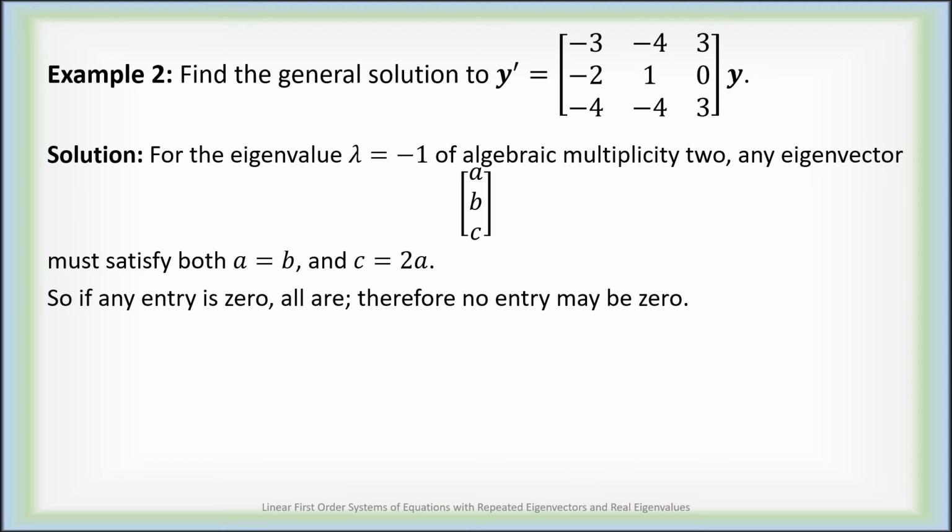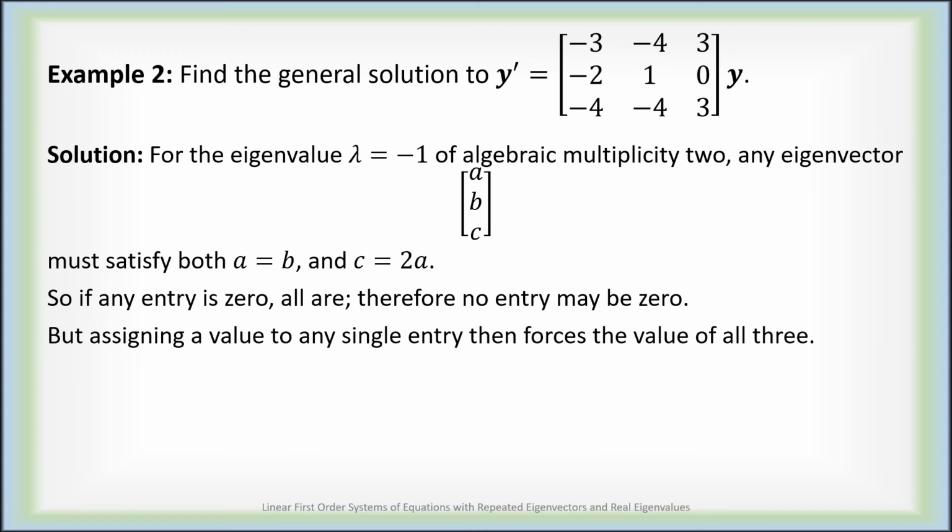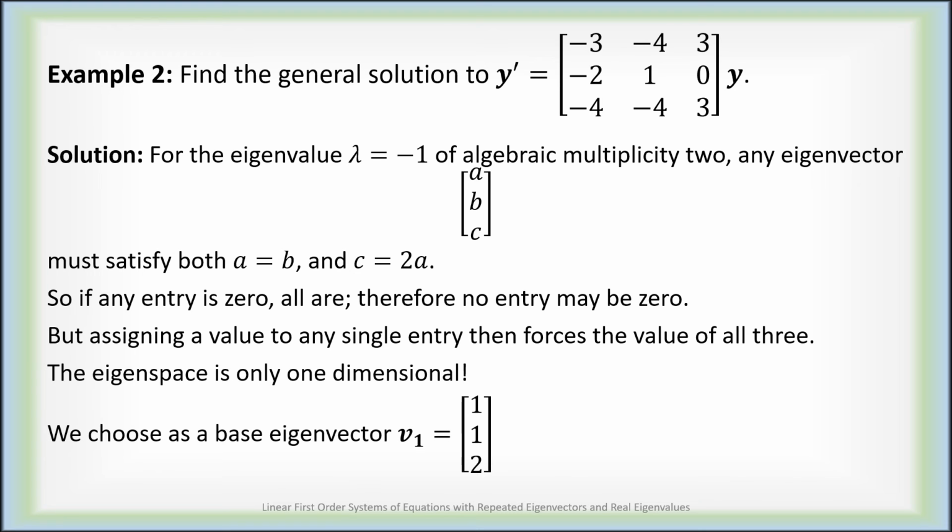We see now that if any of these numbers is 0, then all of them are. But remember, an eigenvector is not allowed to be all 0. So we conclude that in this eigenvector, none of the entries are 0. However, if any of A, B, and C are assigned a value, the others are automatically determined by the equations A equals B and C equals 2A. So once a single entry has a value, all three are determined. In other words, I can only find one linearly independent eigenvector for this eigenvalue. Let's go ahead and set A equals 1, which gives us the base eigenvector of 1, 1, 2.